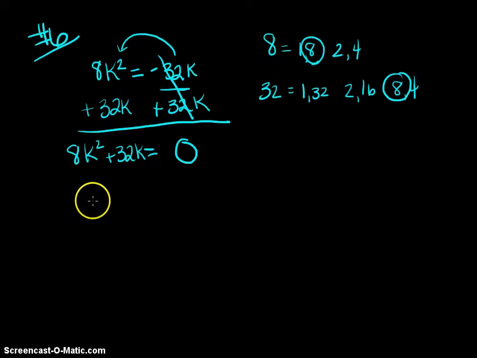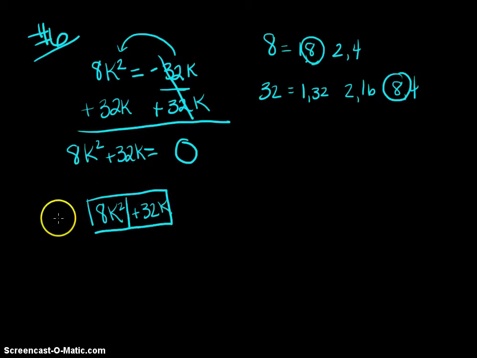We're going to make our expansion boxes to help us out with this. You don't have to, but because you guys are used to this format, it does help out a little bit. So we put 8k squared here and plus 32k. What's a common factor of 8 and 32? We already decided that's 8, and there are 2 k's here and 1 k here, so we pull out that k.